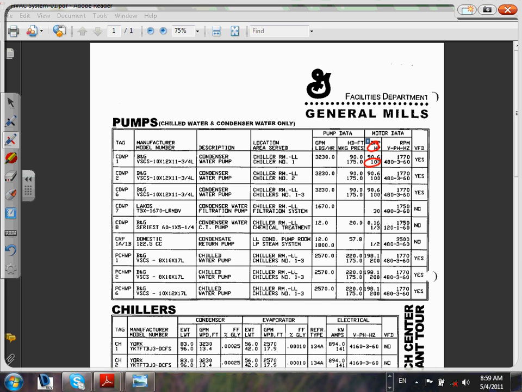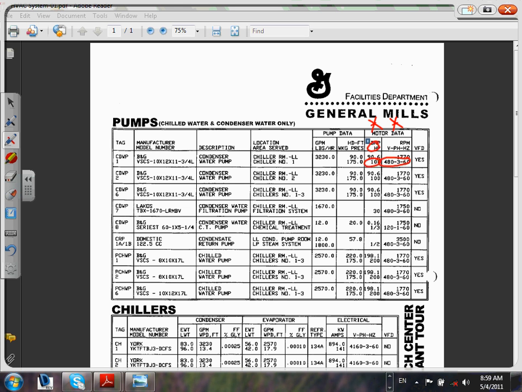Here's 100 horsepower here, and here's my system, 480 3-phase. That's all I need about this pump. The rest is mechanical equipment. Chilled water pump. These are all chilled water pumps, guys, and you can see the most important two things.